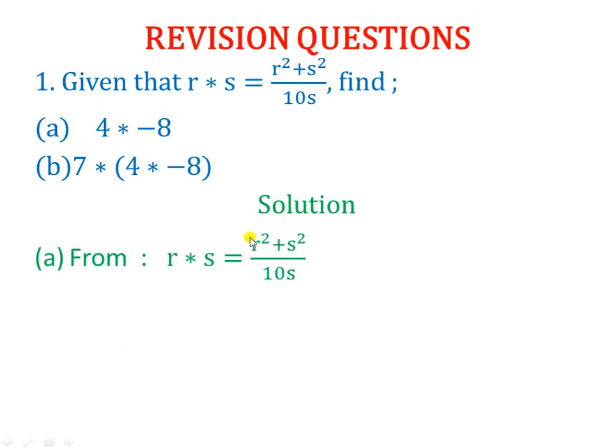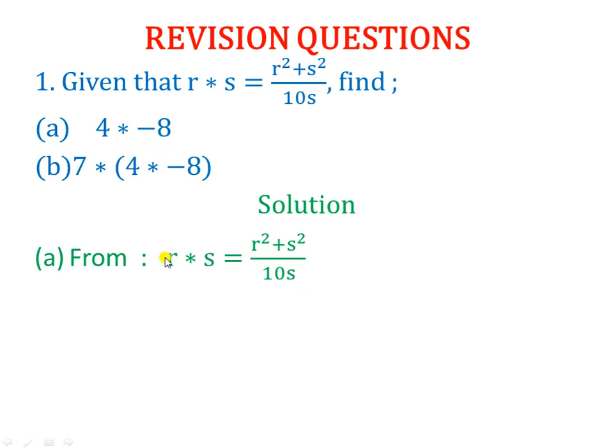Now, we are going to focus much on the formula which we are given. Remember, they gave us R asterisk S equals R squared plus S squared over 10S. So from this formula, you now look at your part A, which has 4 asterisk negative 8. What are you going to do? You simply compare. When I compare this expression with the formula, I realize R corresponds to 4 and S corresponds to negative 8.